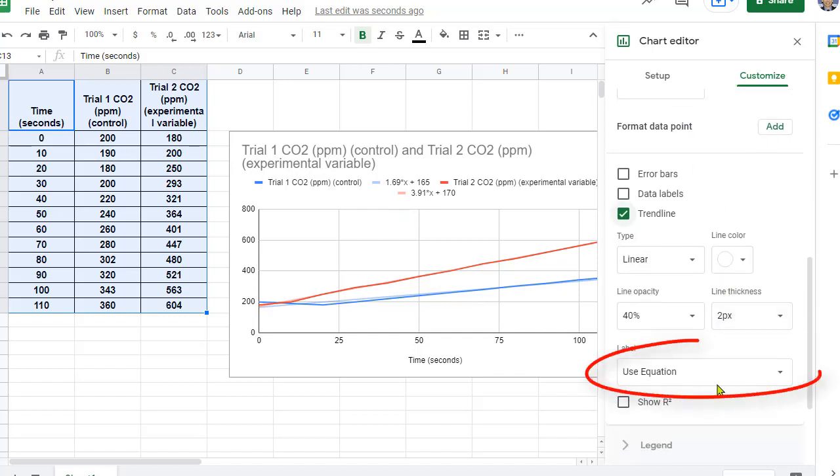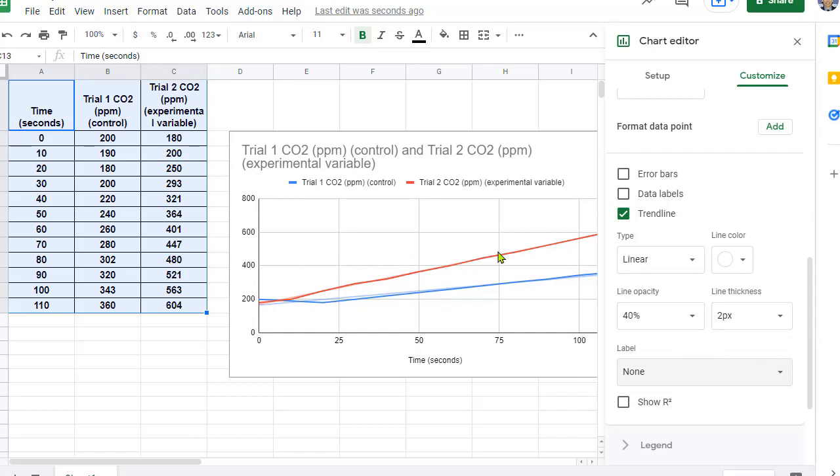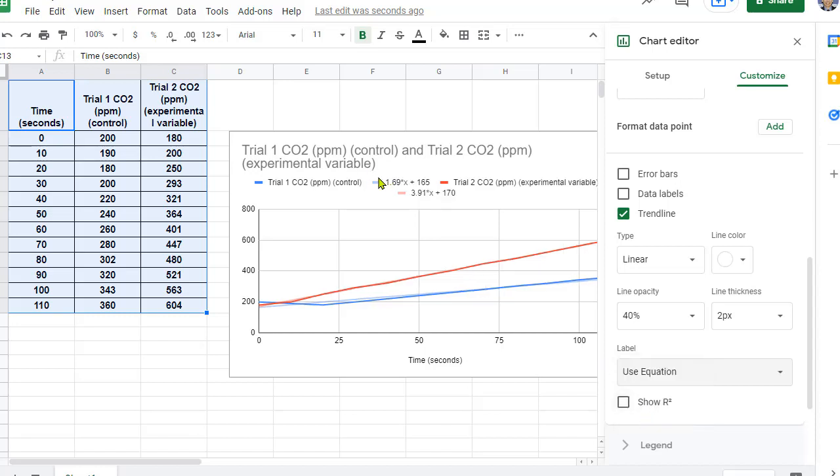To make that useful, you want to show the equation. Use equation here. If you say none, we've got the lines, but they don't tell you anything. So say use equation, label. Then up here, you see there is a blue line, that's the trend line equation. There's a red line, there's a trend line equation. It's up to you to make sense of these numbers. One of them is a slope, one is an intercept. They're important. Try to analyze what do they tell you.